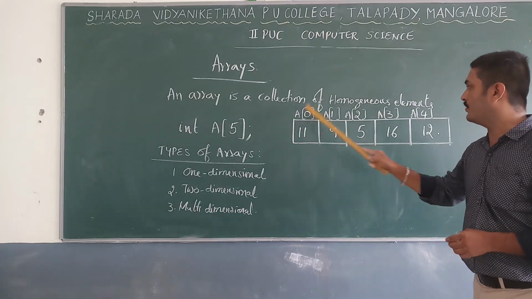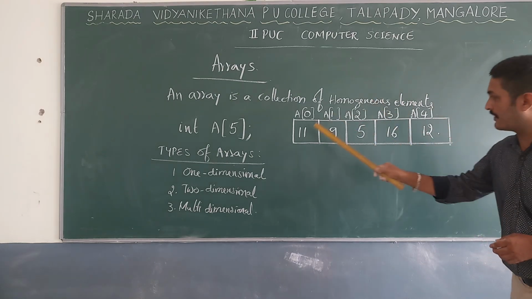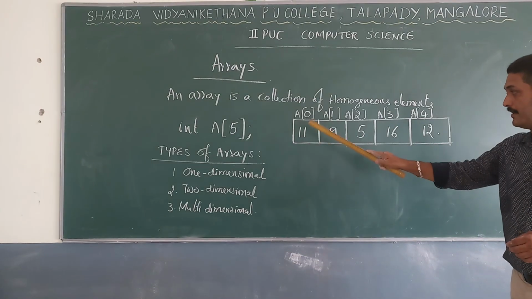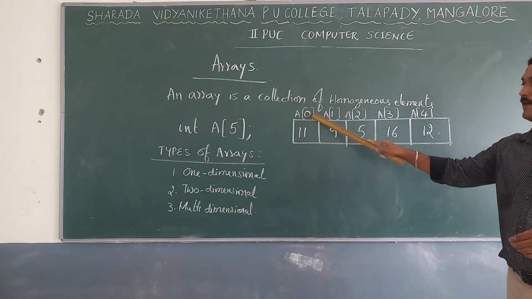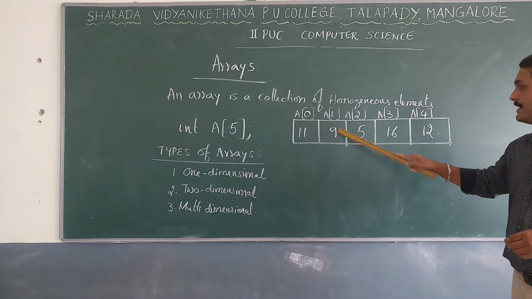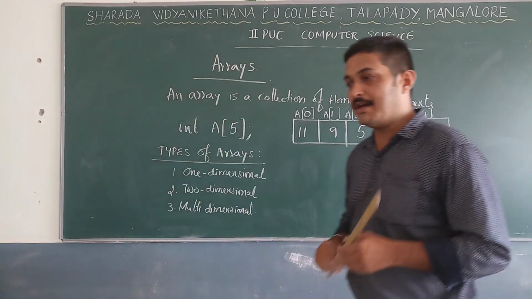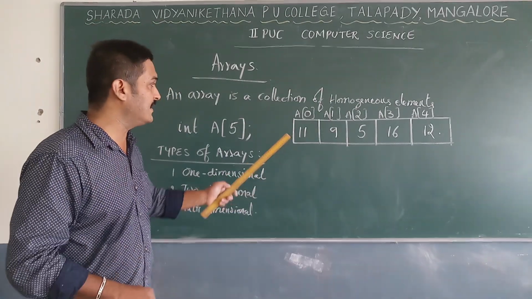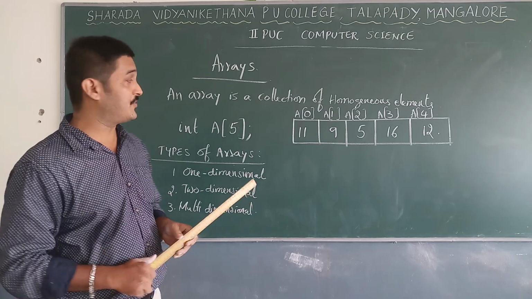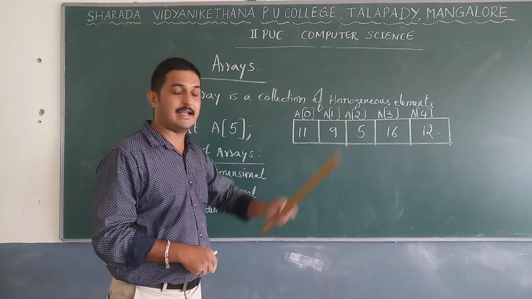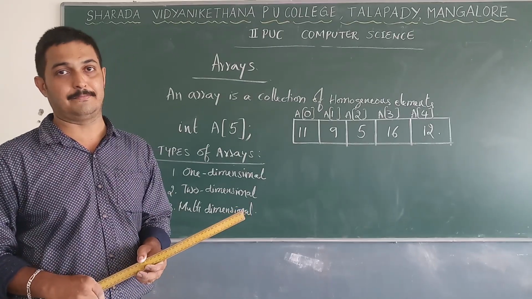Here a of 0, a of 1, a of 2, a of 3, a of 4. So total 5 elements. A of 0 equal to 11. Here 11 is its value, and a of 0 means index value. A of 1 and its value is 9. These are about one-dimensional array, and a one-dimensional array uses contiguous memory locations. Here 0, 1, 2, 3, etc. are index values, to specify the position or its location.